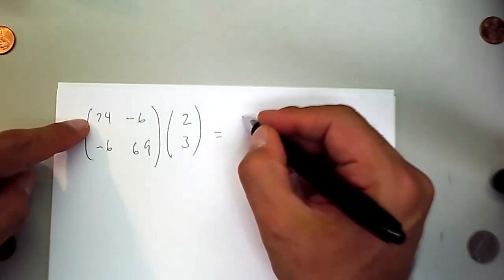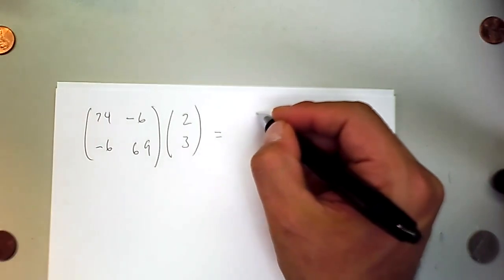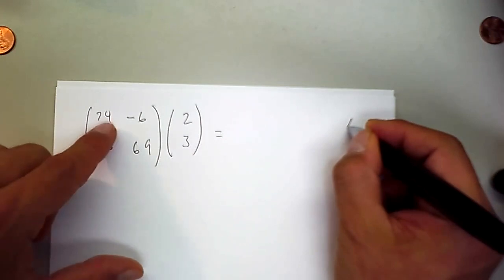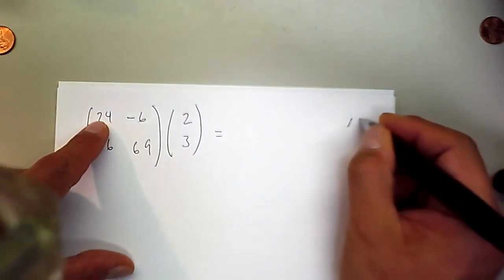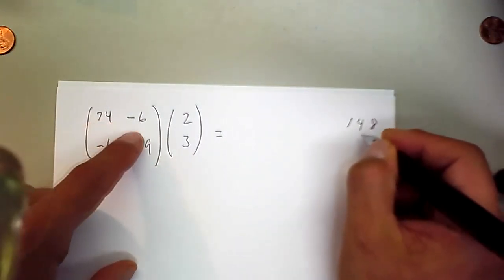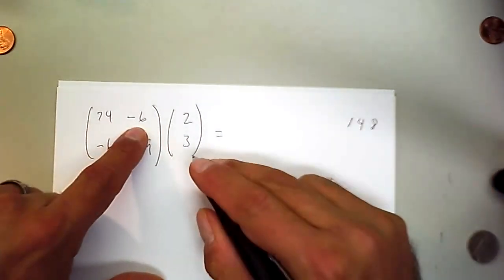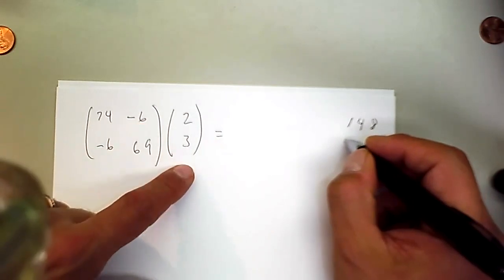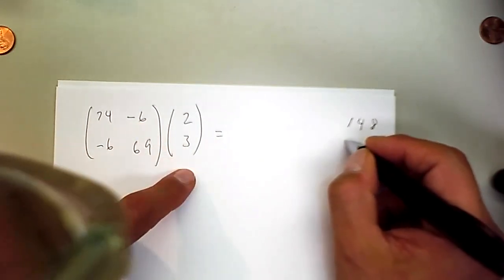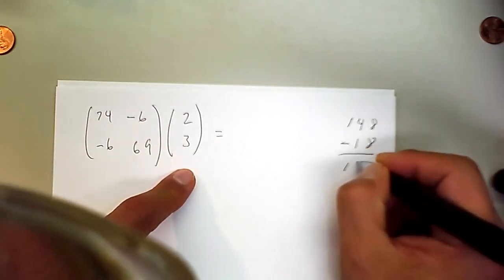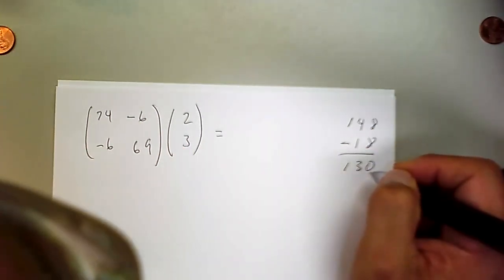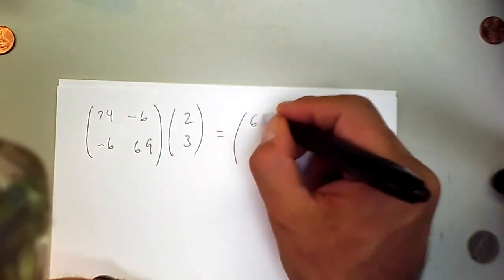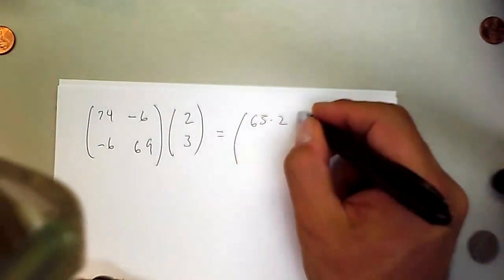74 times 2, 148. And then negative 6 times 3, that is negative 18. And so that gives us 130, which is 65 times 2. Yep, 65 times 2. That's the 130.